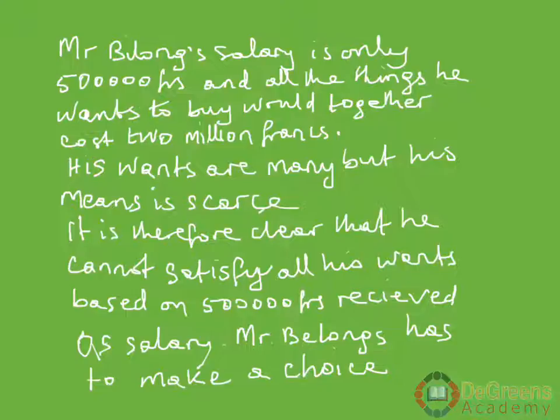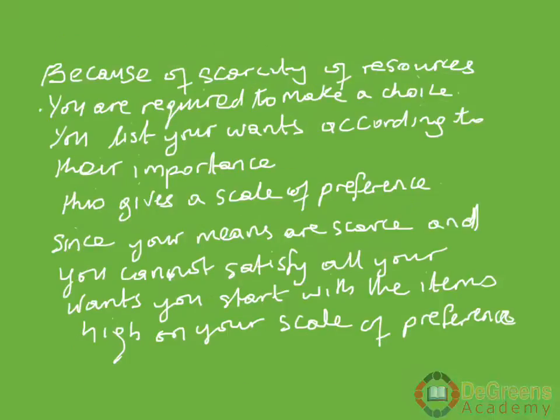Yet all the things that Mr. Bilong wants measure up to more than 2 million francs. So what does he do? He has to come out with a scale of preference so that he can manage his scarce means to acquire what he needs most and most urgently. So he has to come out with a scale of preference.